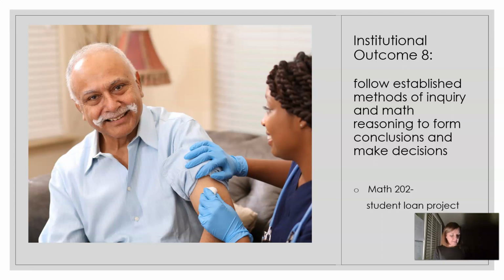Institutional outcome number 8 is to follow established methods of inquiry and math reasoning to form conclusions and make decisions. This institutional outcome was met with my student loan project. With my student loan project, we used actual loan amounts and made decisions about how much we could and wanted to pay monthly on those loans. These choices dictated how long and how much we would be paying overall for our schooling. From here, we adjusted and created a final plan.